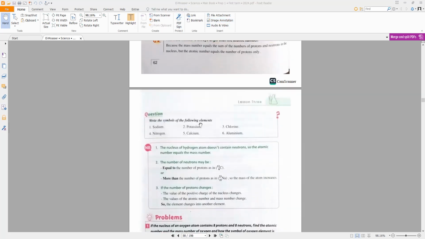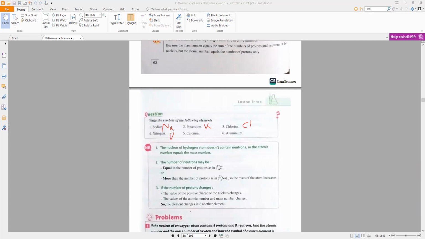Write the symbol of the following element. Let's answer some questions. Sodium, the symbol of sodium is Na. Potassium, the symbol of potassium is K. It is one letter, so I write it in capital. Sodium is two letters, so I write the first in capital and the second in small. Chlorine, Cl. The first in capital and the second is small.